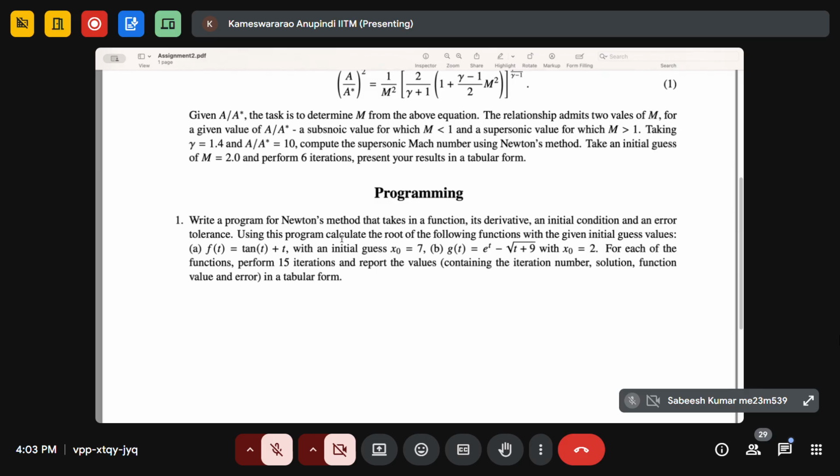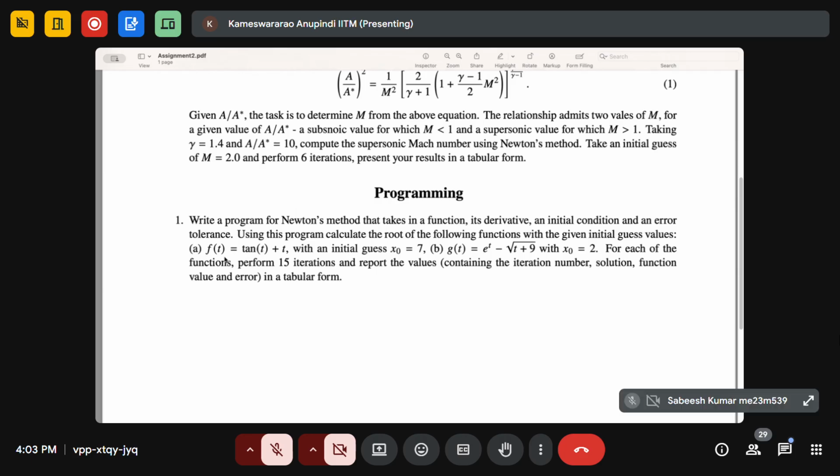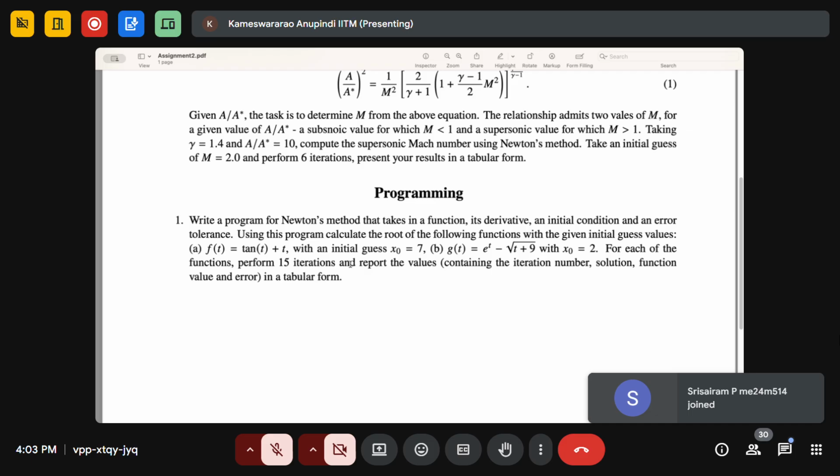Once you write the program, you need to calculate the root of the following functions with the given initial guess values. You should be able to put in two functions. The first function is tan t plus t with an initial guess of x naught equals 7. The second one is g of t equals e to the power t minus square root of t plus 9, with an initial guess of 2. For each of these functions, perform 15 iterations. This is a program, so it doesn't matter. You can easily run 15 iterations and report the values.